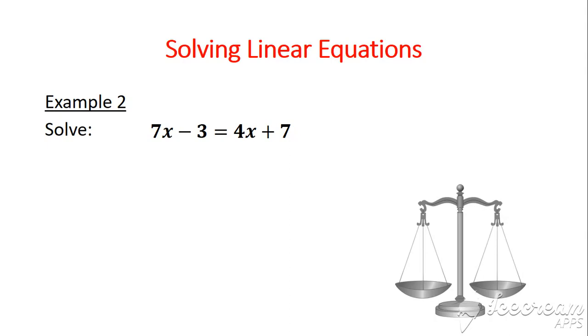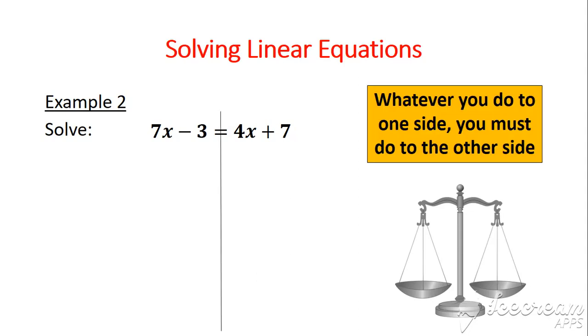Right, example 2. 7x minus 3 is equal to 4x plus 7. Right, see that minus 3 on the left? To get rid of a minus 3, we plus 3. And I must plus 3 on both sides. So a minus 3 and a plus 3 goes to 0. That leaves us with 7x on the left-hand side. On the right-hand side, we have the 4x plus 10.